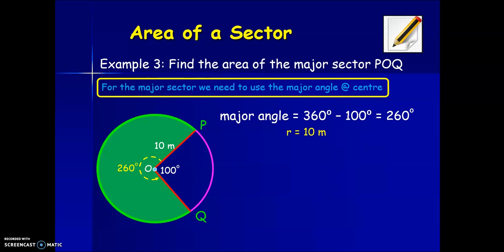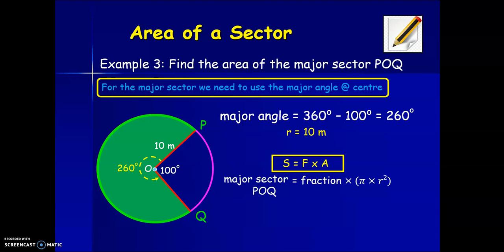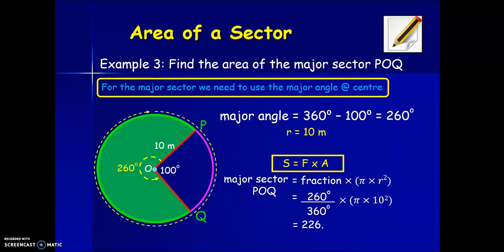The radius is 10 metres, and the formula is sector equals a fraction times our area. So our major sector POQ is our fraction times pi r squared, and if we put in our values, that's 260 divided by 360 times pi times the radius of 10 squared, and that will give us an overall area of the green sector of 226.9 square metres.